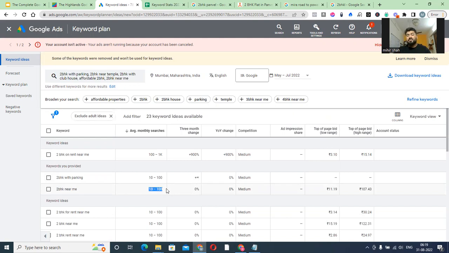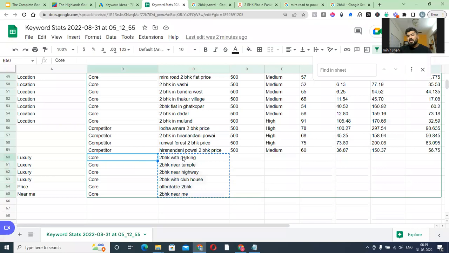Unfortunately, in this case, I have not a lot of searches in our location. 2 BHK on rent near me, however, has a lot of searches. So again, near me does help. However, in this case, it was more pertinent to rent. Anyway, this was more to give you an example because we didn't have the luxury category.